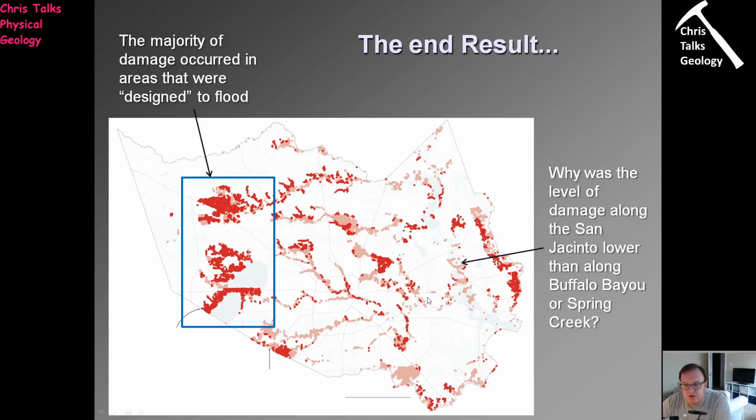Okay, so we can notice in this area, which is the San Jacinto in the Halls Bayou area, that there's quite a lot less damage. And so obviously the question then becomes, why? Why is there a lot less damage over here compared to over here? And the answer is, it's a simple question of urbanization.